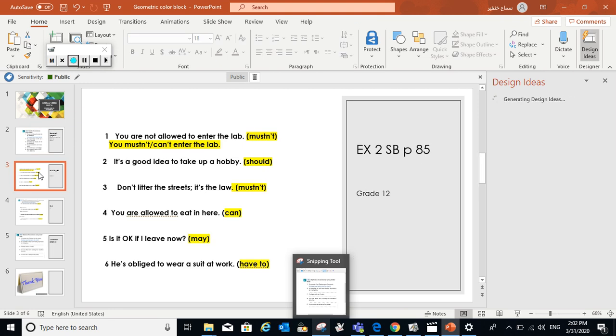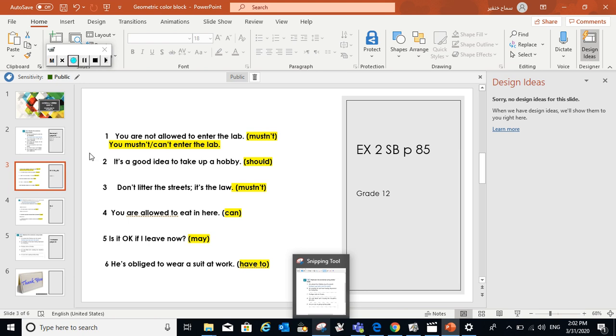Let's now start rewriting sentences. As you can see here, it's already done for you. We already discussed it. Sentence number 2. It's a good idea to take up a hobby. So should. Of course, you have to understand which phrase should would replace here. So it's a good idea to take up a hobby. We are advising someone. Here we are giving a piece of advice that everyone should take up a hobby.